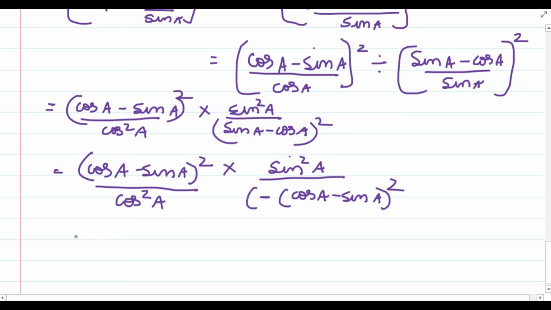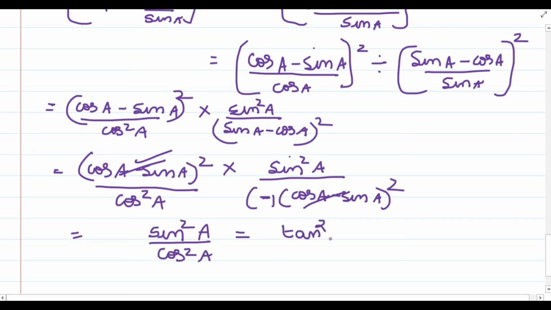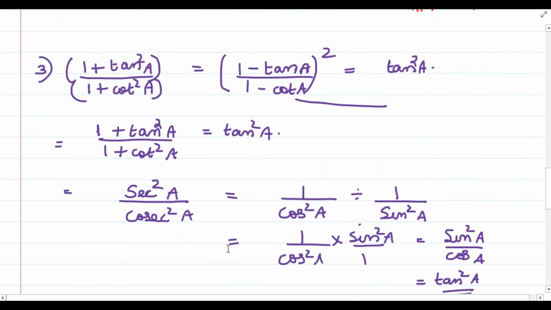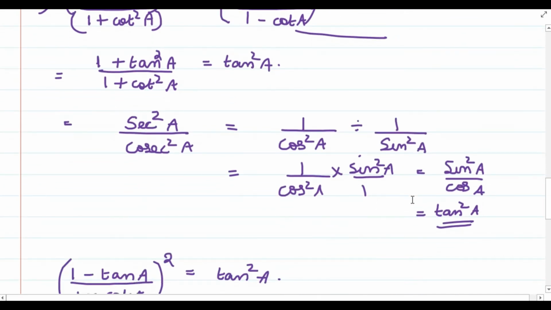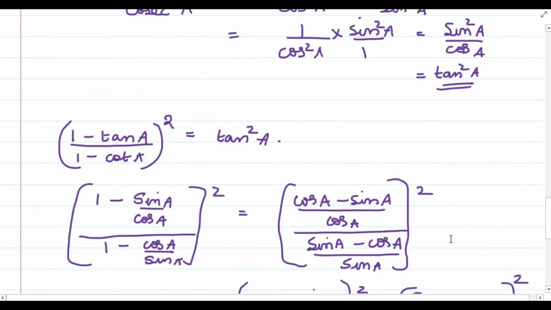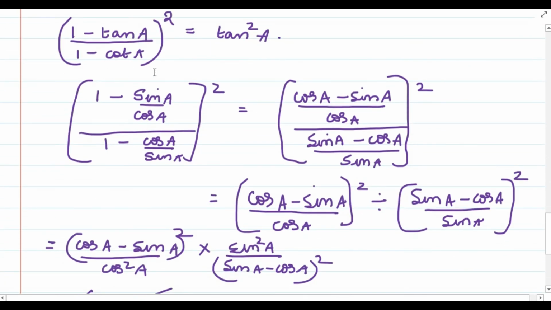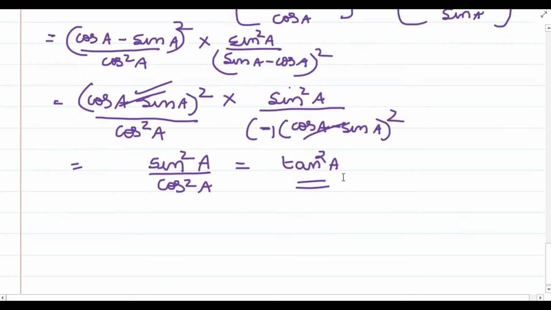And so I can cancel these two, cos A minus sin A the whole square, and minus 1 the whole square is definitely 1 only. So I have finally sin square A divided by cos square A, which is equal to tan square A. So both we have proved that it is equal to tan square A. First we have taken the left side and we've proved that it is equal to tan square A. Same way we have taken the right side, we have proved that it is equal to tan square A.